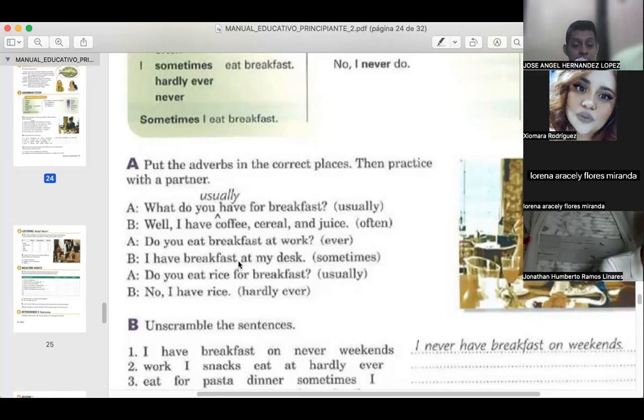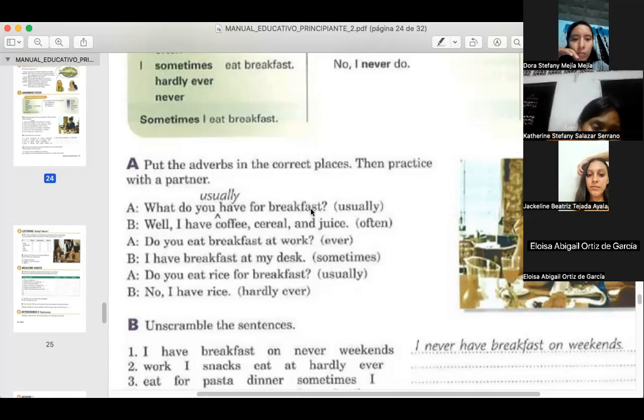En esa oración, teacher, como el sometimes puede ir en cualquier posición, ¿verdad? Podría haber respondido, sometimes I have breakfast at my desk. Yes, correct. También lo podríamos haber dejado al final. Que creo que esa opción no se la dan, pero sí, I have breakfast at my desk sometimes. Okay. O como la dijo Henry, I sometimes have breakfast at my desk. Okay, next.